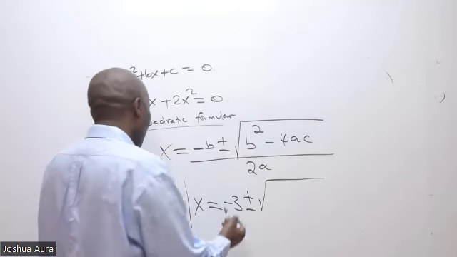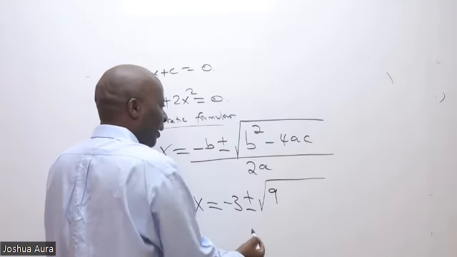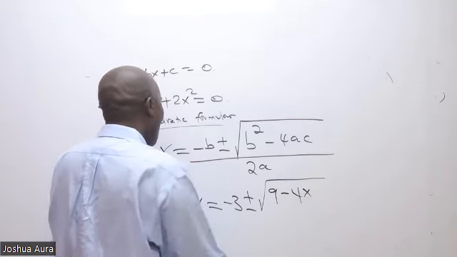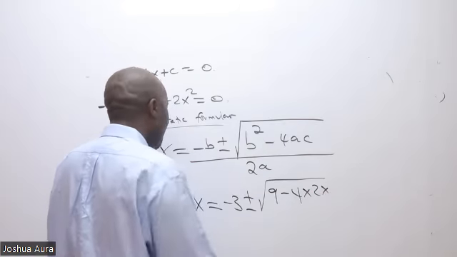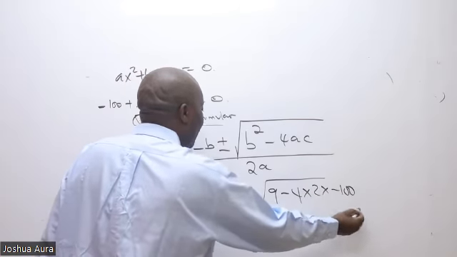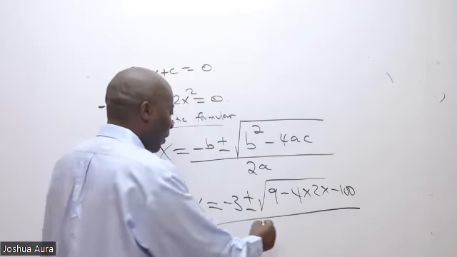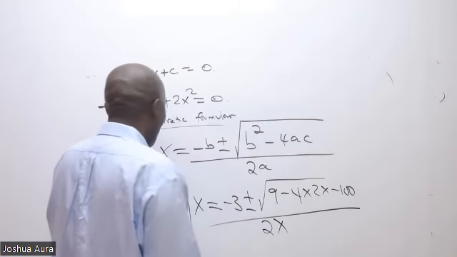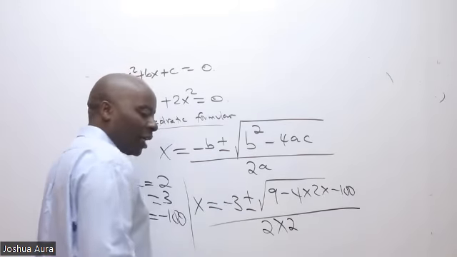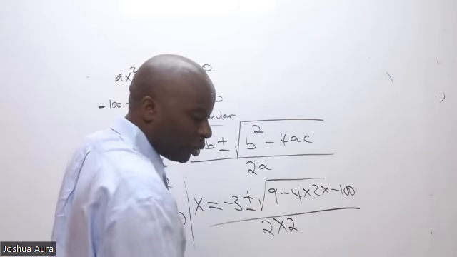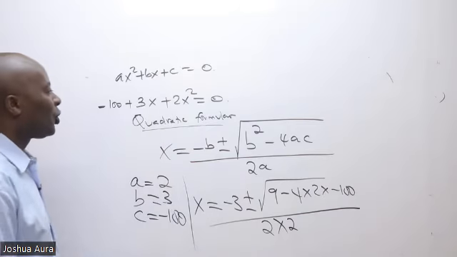So then we come here. B squared, so 3 squared gives me 9. Minus 4 times A, which is 2, times C, which is negative 100. And then everything will be divided by 2 times A, 2 times 2. Great. Thank you so much.